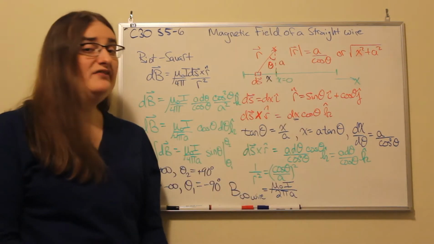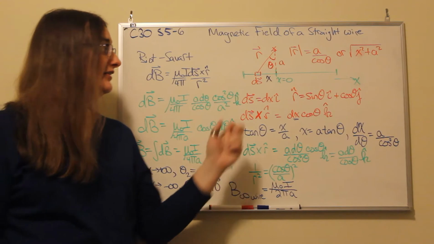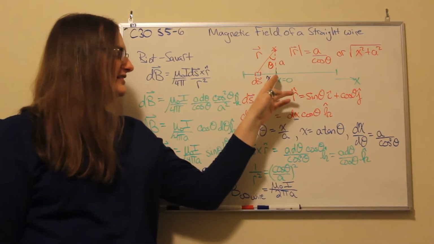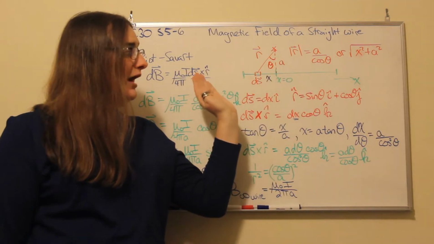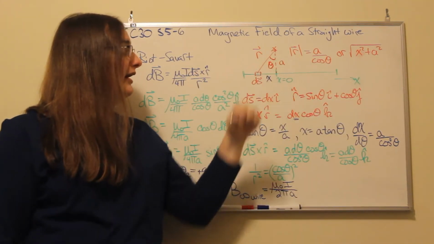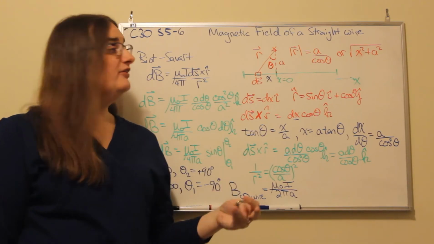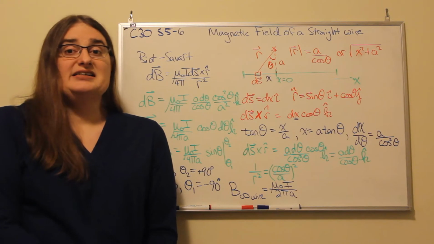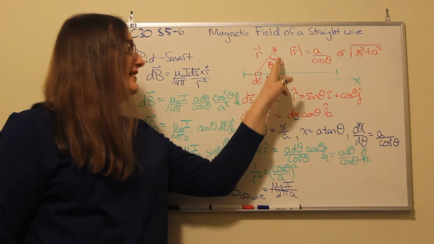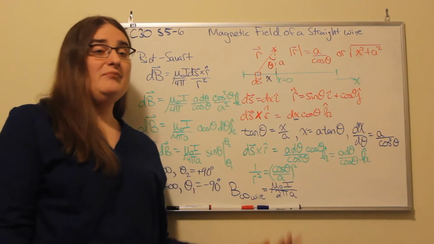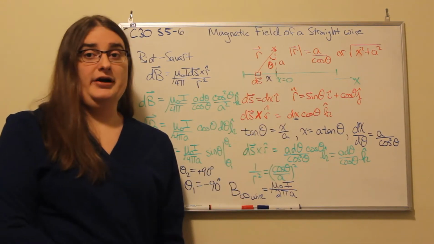So if I have some segment of wire, the easiest way to describe what's happening is to say that the wire lies along the x-axis, and where I'm looking for my magnetic field is the origin of that totally arbitrary x-axis. And I'm going to be some distance a away from the wire at my origin, x equals 0.